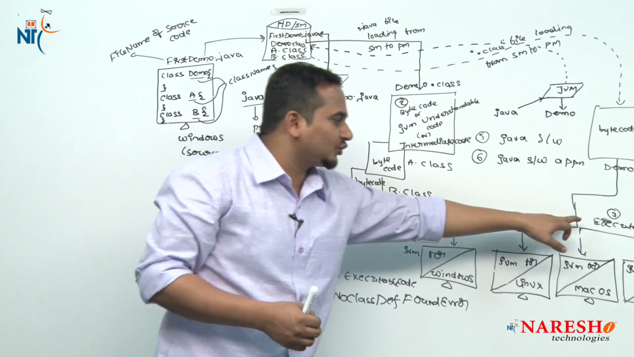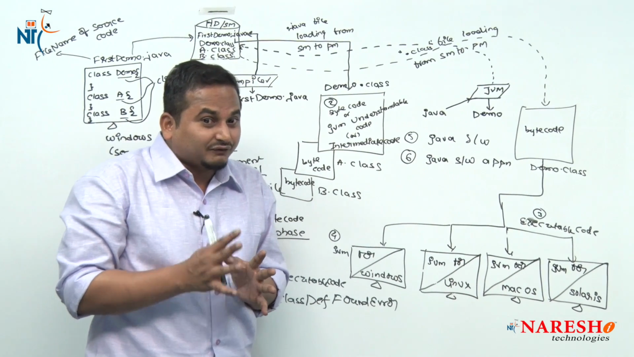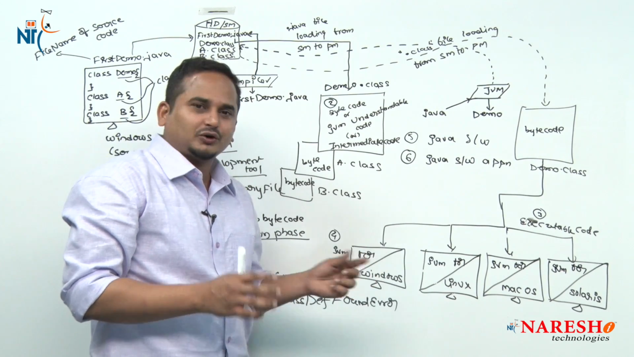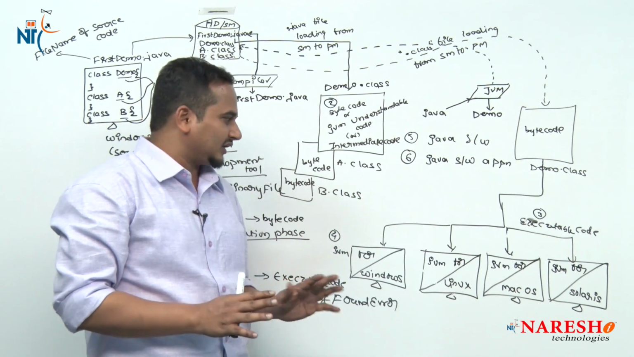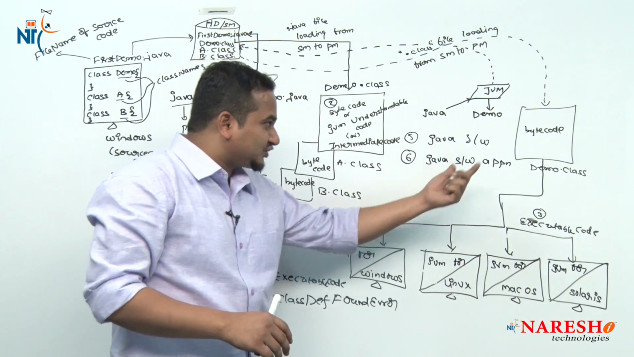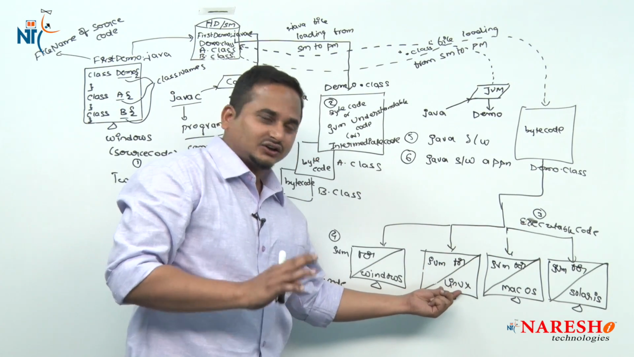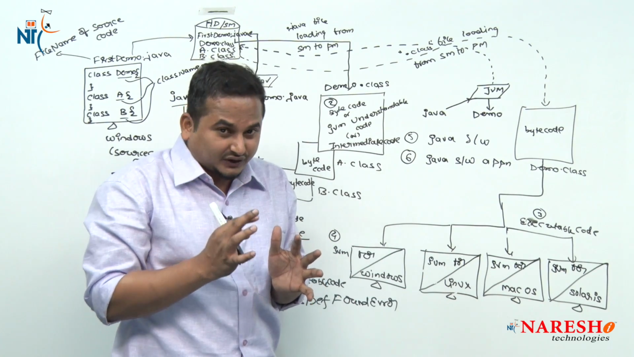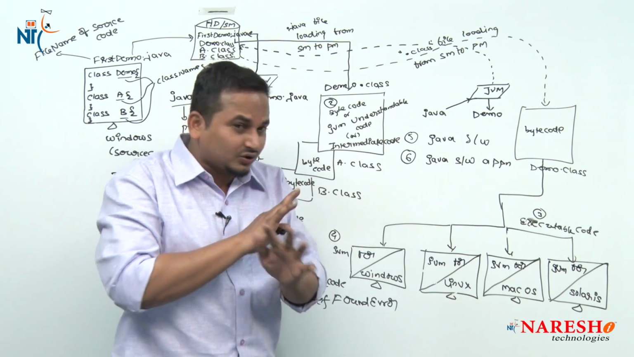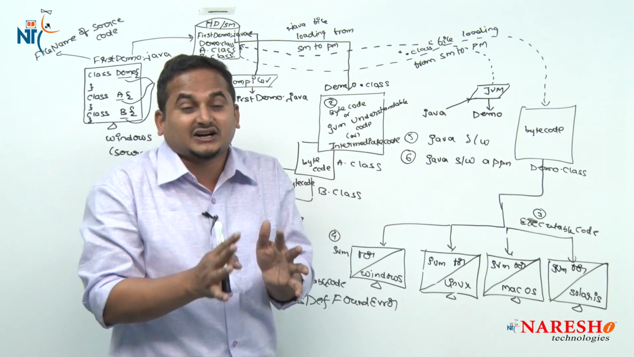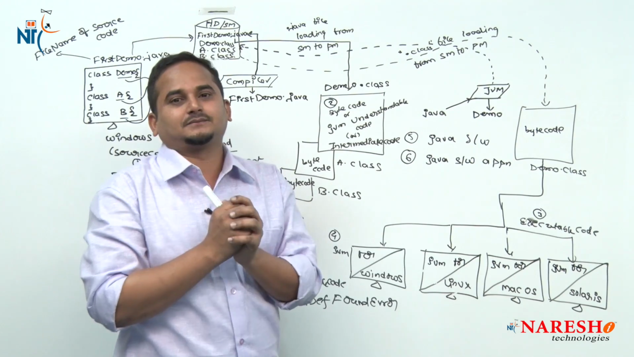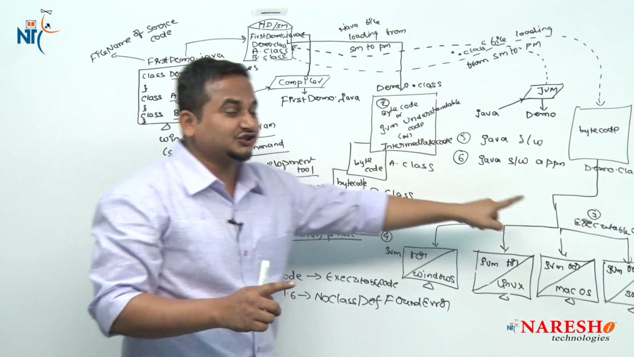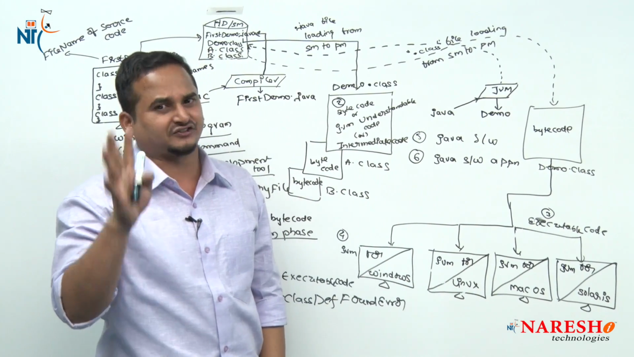Now come to the executable code. Executable code is platform dependent code, nothing but platform specific code. See, Windows executable code is understood by the Windows operating system only. If the JVM converts bytecode to executable code under Linux, that code only works under Linux. So executable code is specific to one operating system, not the same as other operating systems. That's why this is platform dependent. Source code is platform independent, bytecode is platform independent, and executable code is platform dependent or specific.